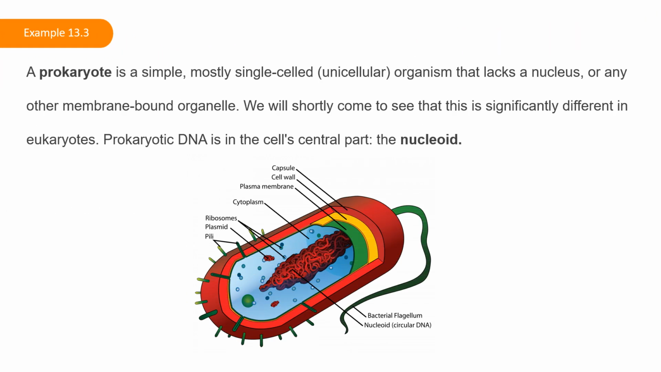A prokaryote is a simple, mostly single-celled, unicellular organism that lacks a nucleus, or any other membrane-bound organelle. We will shortly come to see that this is significantly different in eukaryotes. Prokaryotic DNA is in the cell's central part, the nucleoid.